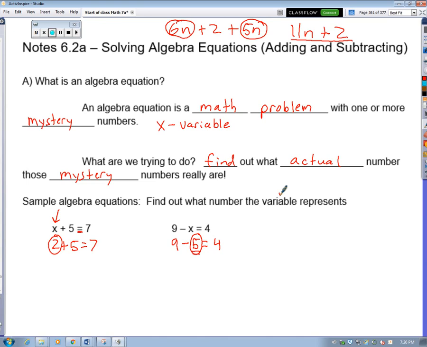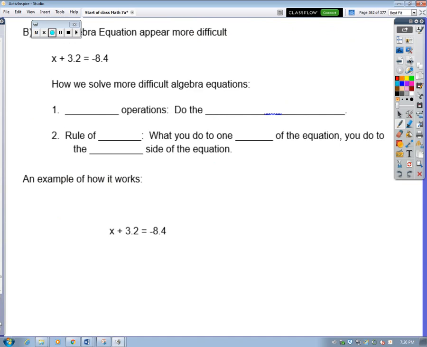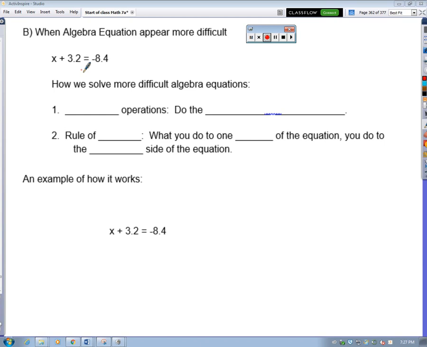Now there are some algebra problems like this one right here that we're going to get into, which are a little bit more difficult because we get into some decimal numbers and some negatives, and it's harder to find out what this is mentally. We are trying to find out what number added to 3.2 would give us negative 8.4. A little more difficult to figure that one out. So there are some steps we use to find out what this number is so that we can solve this equation. There are 2 steps involved here.